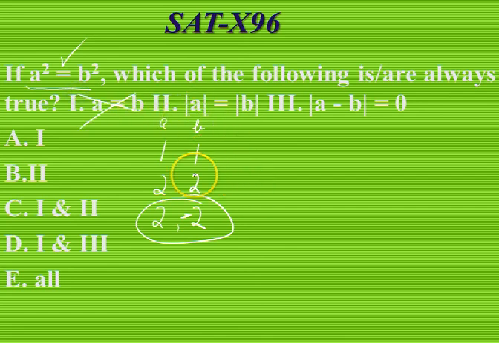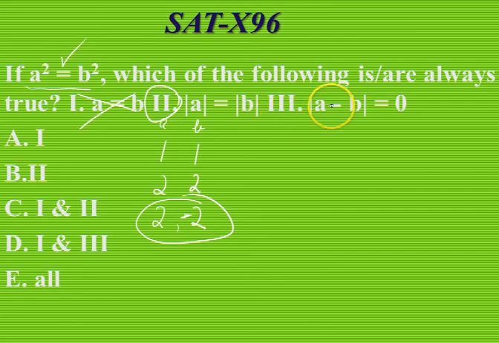Roman numeral 2, the absolute value of a is equal to the absolute value of b. Well, you know a and b have to be the same number. They could have the opposite signs. But if you take the absolute value of each, 2 and negative 2, for example, you're going to get 2 on each side of that equation. So that one's got to be true.